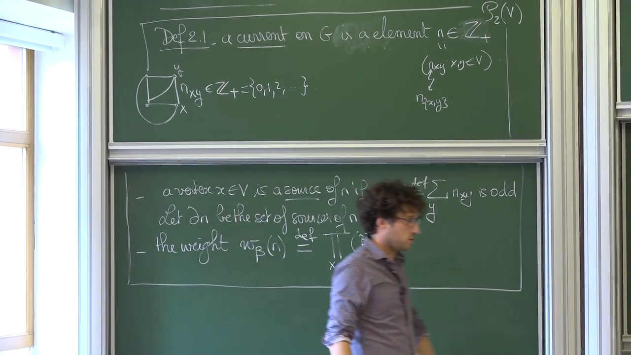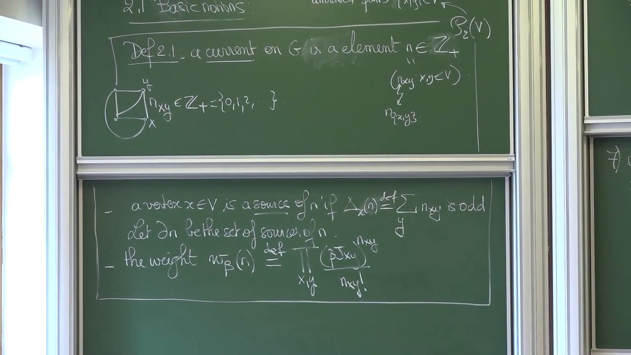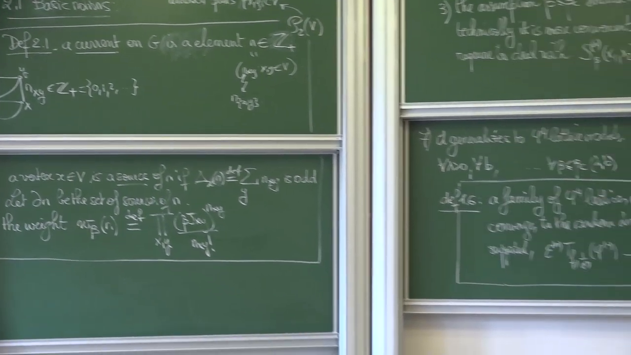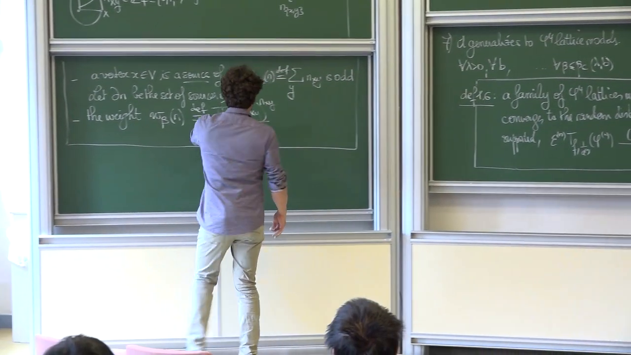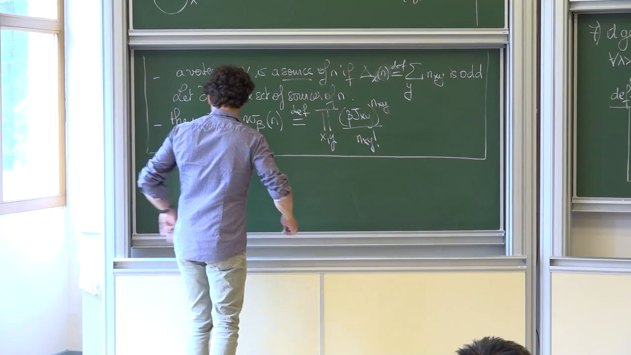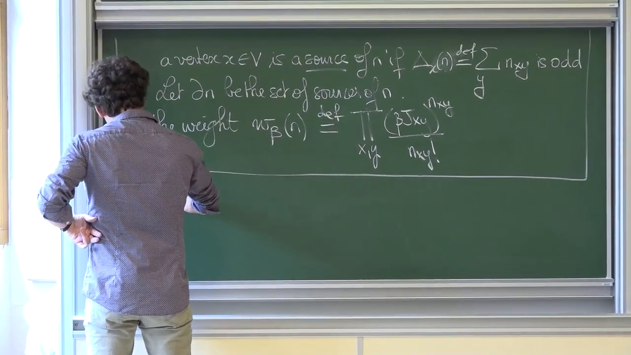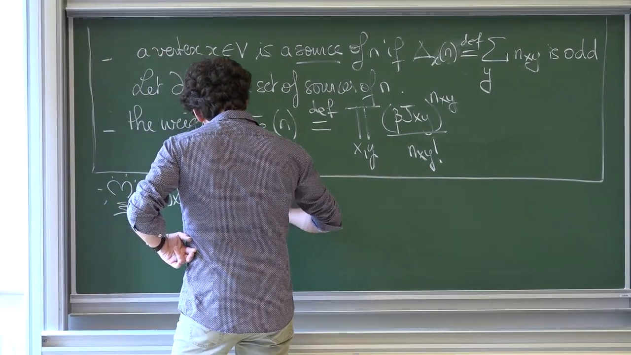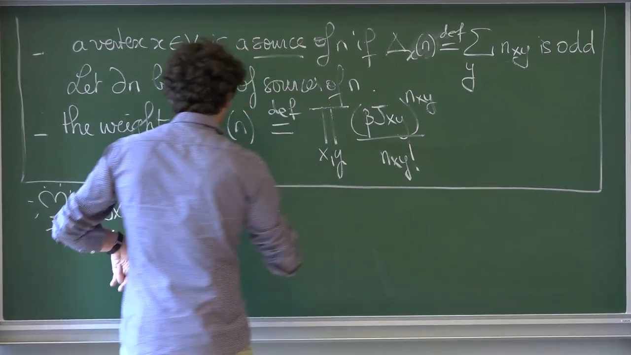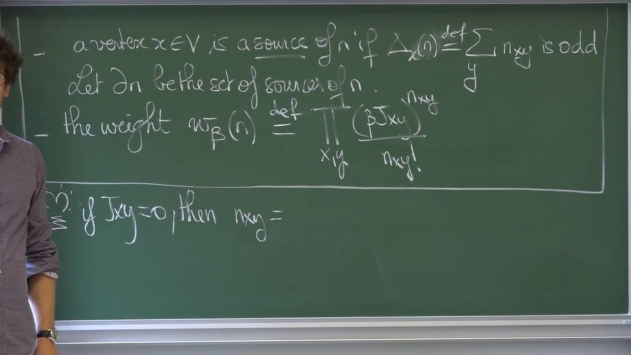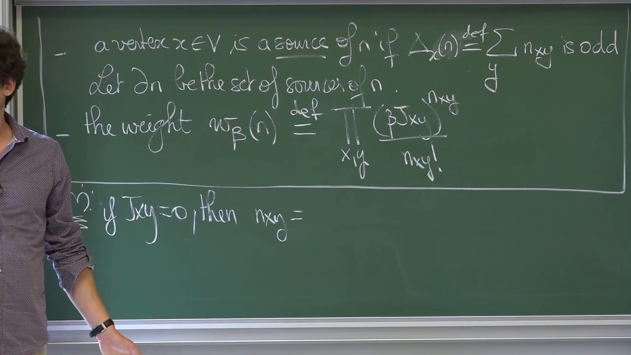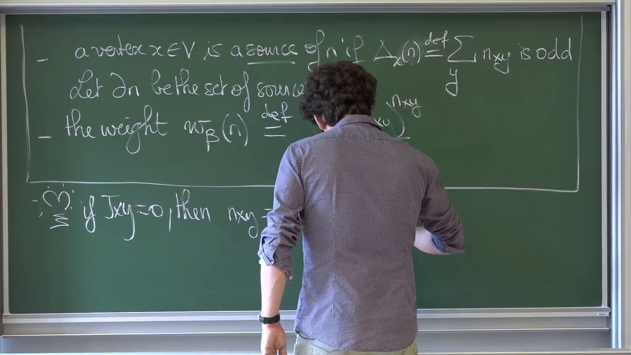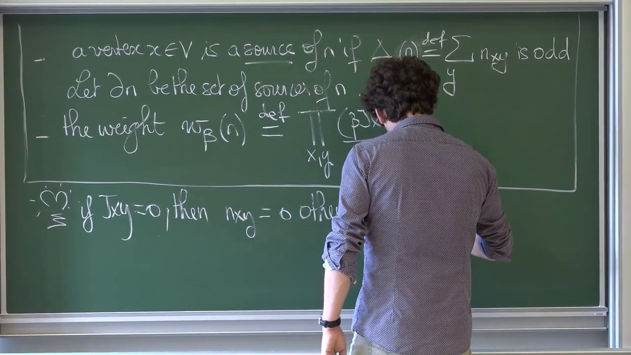So what is going to be the game? The game is going to be that we express the quantities of the Ising model in terms of weighted sums of currents. One thing that you immediately see is that if jxy equals 0, then if you want to have a non-zero weight for w, you need nxy to be 0. Otherwise, w beta of n equals 0.